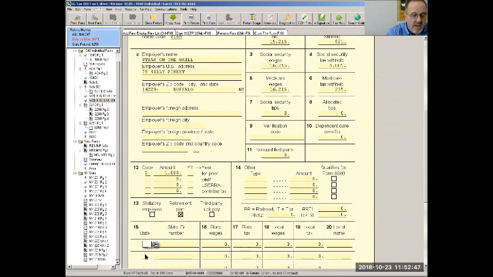Okay, same thing. We got a code D in box 12 with the retirement plan. And then make sure you put your New York withholding in; don't put YS because it won't calculate. All right, so everybody got their two W-2s in yet? Okay. Let me know, because we're going to move on to a couple things here.